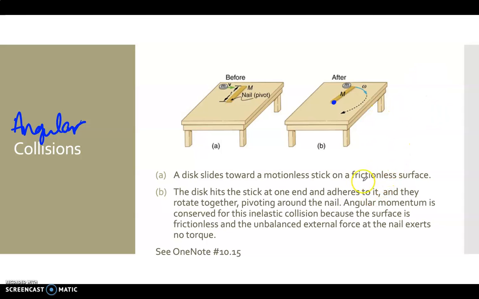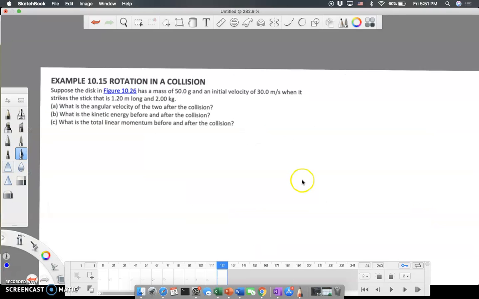In this case, angular momentum is conserved for this inelastic collision because the surface is frictionless and the external force at the nail exerts no torque. Again, we're going to look at this in closer detail in this example here.